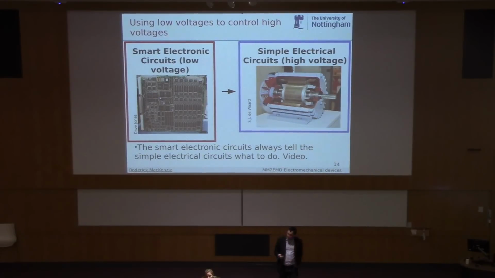So here we are again. We've got effectively the brains, which is the circuit, all very, very low voltage, and then the brawn, which is the motor, very, very high voltages. Now, I think we're going to look at a video. I think this video is quite nice in distinguishing between electrical and electronic engineering.